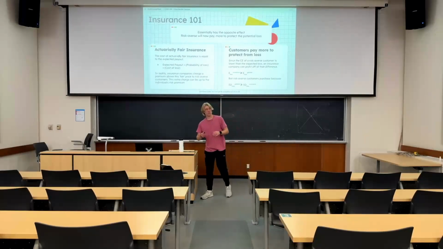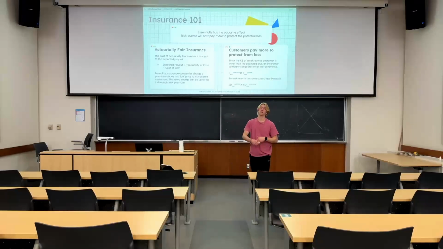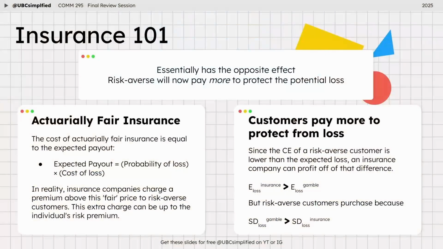Okay, so we learned about gambling. Now let's learn about insurance. Essentially, it's the opposite of gambling. Now, risk-averse people would be willing to pay more than the fair value of insurance, kind of the opposite of their risk premium, because it protects their assets and helps them through losses.